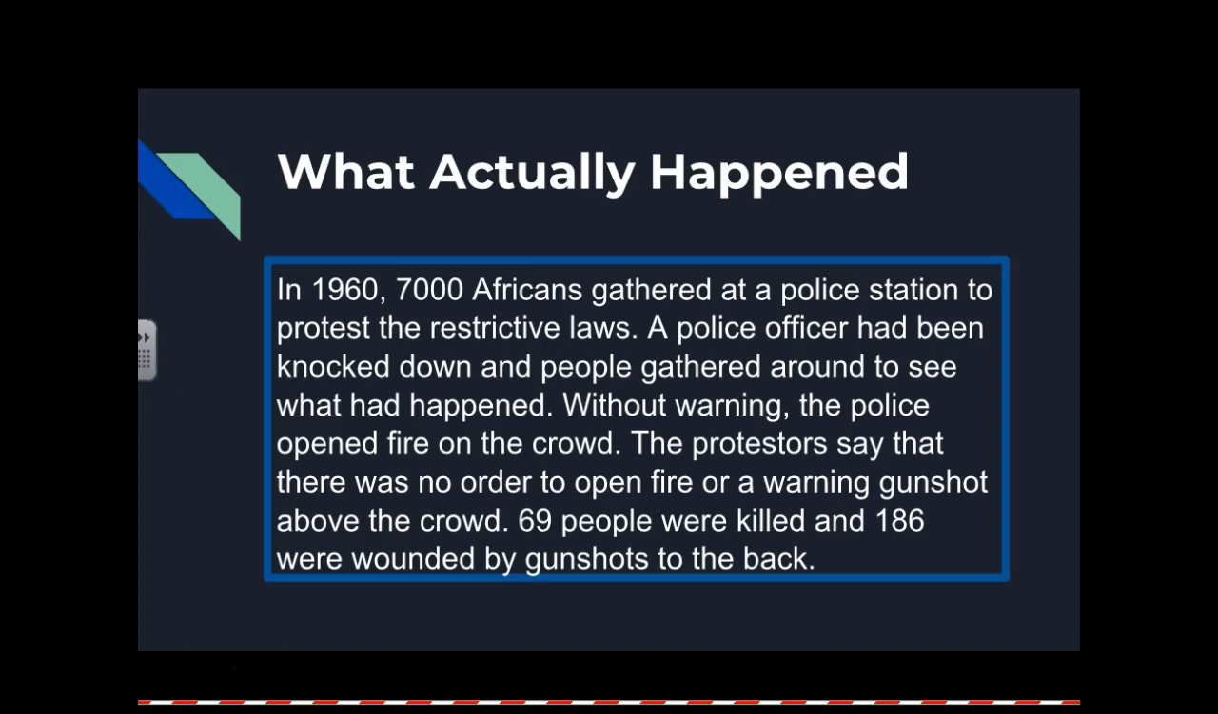Did you guys hear what Erica just said? 186 wounded, 69 people dead because they were running away. They were shot in the back. I'm sorry, how many people? 186. So were they a threat if they're running away?